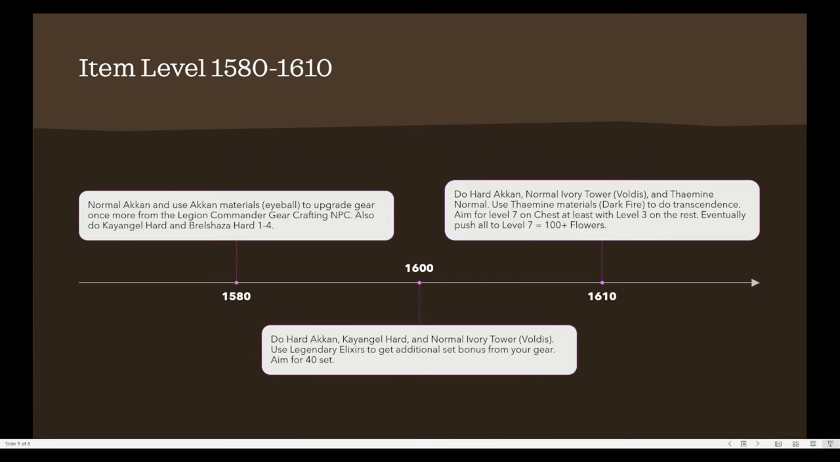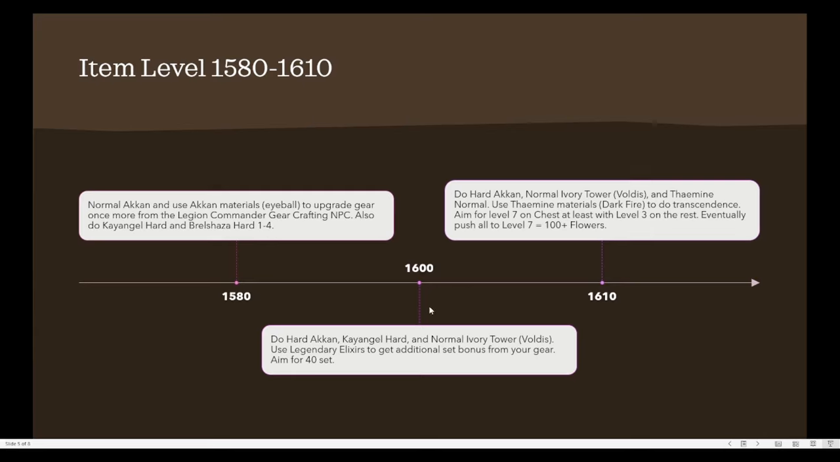Okay, now on to the 1580 to 1610 range. So at 1580, you will now unlock normal Akan, and you will use the Akan materials, the eyeballs, to upgrade your gear once more from the Legion Commander gear crafting NPC. This is another soft reset, so hooray! In addition, do Kyangel hard, since that was now unlocked as well at 1580, and continue doing Belshazzar hard 1-4. You should be able to do gate 4 hard at 1580 more often than at 1560.